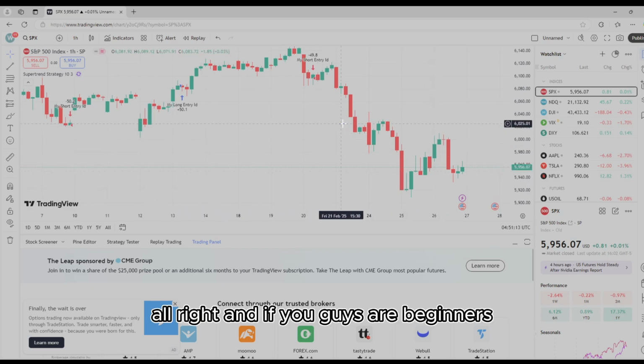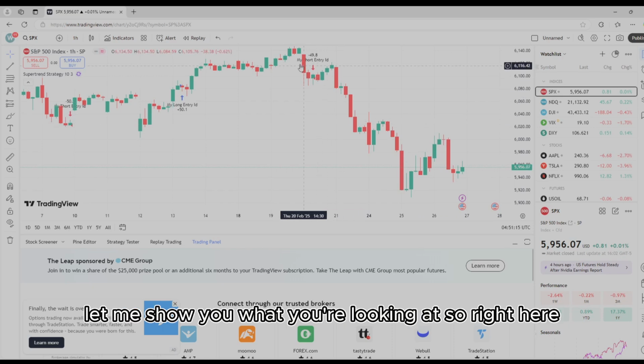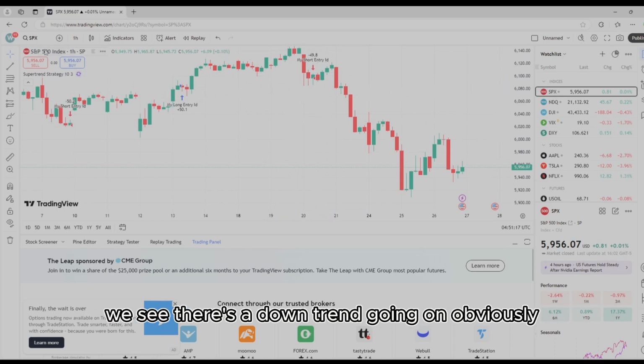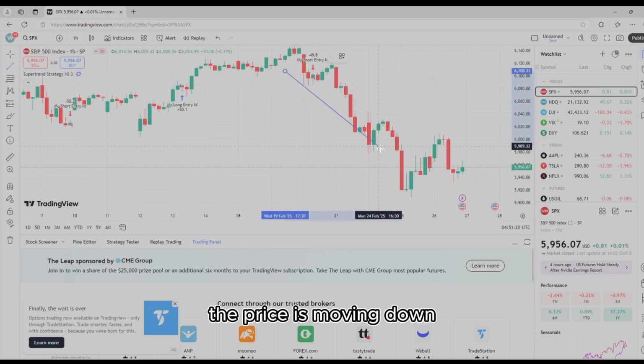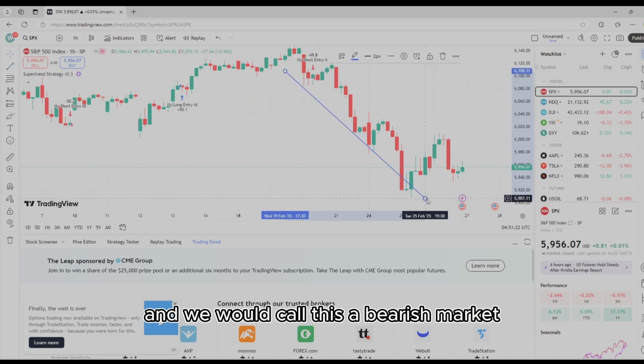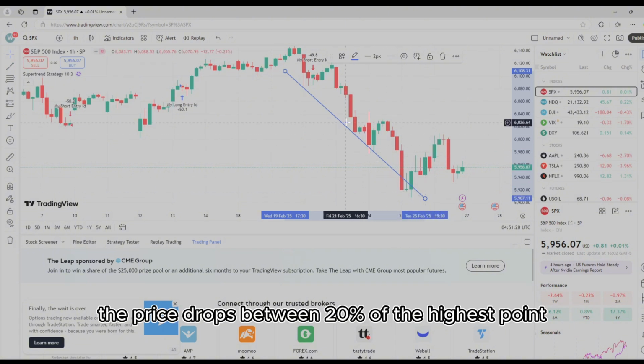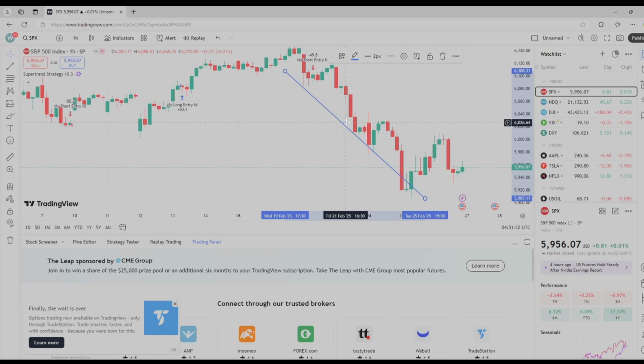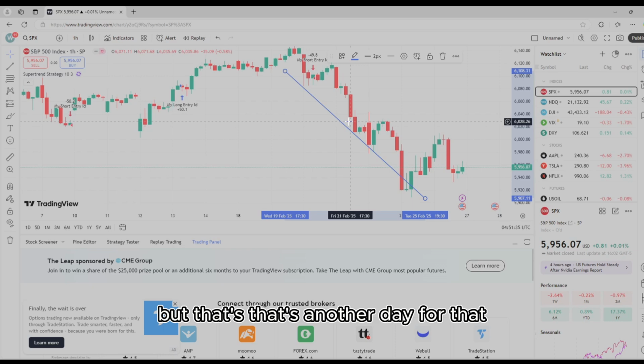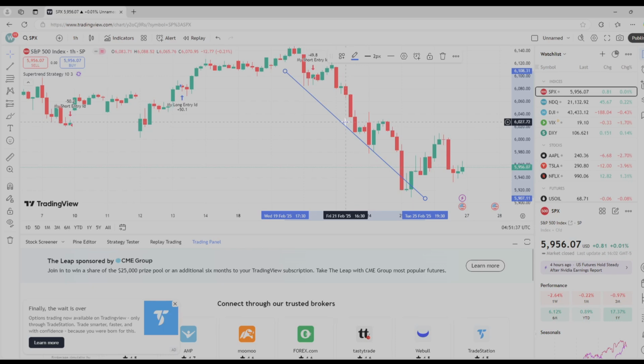All right, and if you guys are beginners, let me show you what you're looking at. Right here, we see there's a downtrend going on, obviously. The price is moving down, and we would call this a bearish market when the price is moving down. But usually bearish means the price drops 20% from the highest point. But that's another day for that. This is for beginners only.